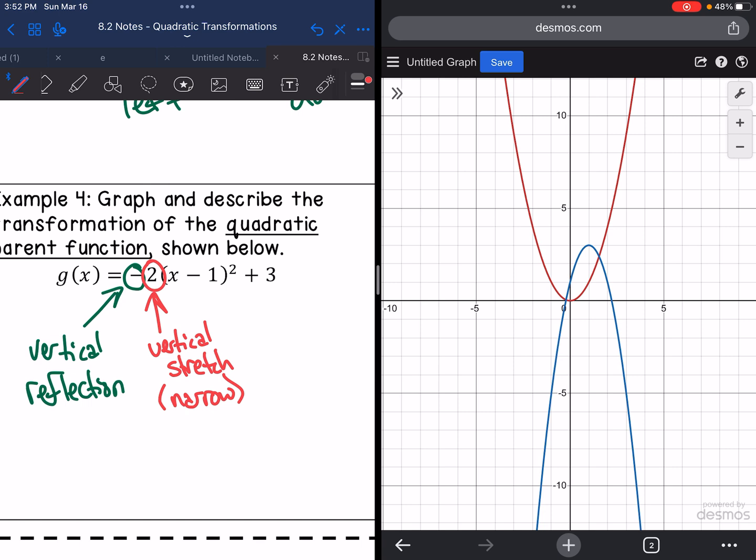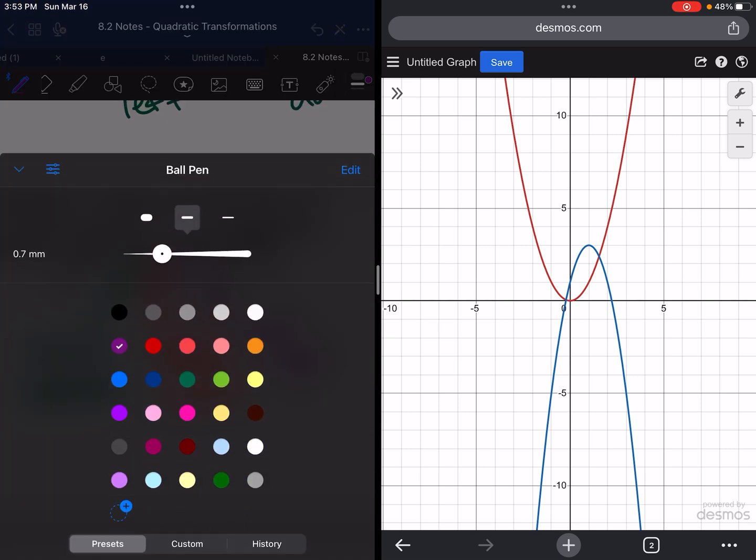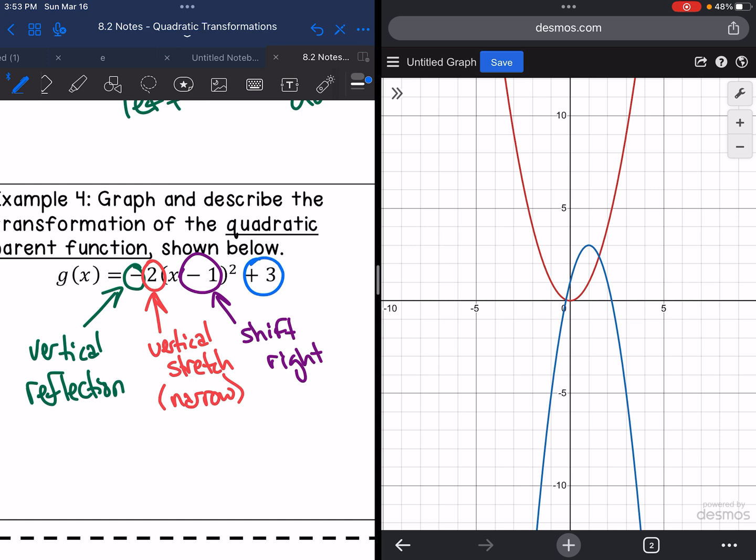And then looking at the vertex, I can see to go from the red to the blue, I have to move to the right and I have to move up. And that comes from what we've been adding and subtracting. So subtracting 1 inside the parentheses, that's what moved us to the right. And you can see we moved over to the right by 1. And then outside the parentheses, this plus 3, that's what caused us to move up. If we look at our picture, we had to go up by 3 to get to my new vertex.